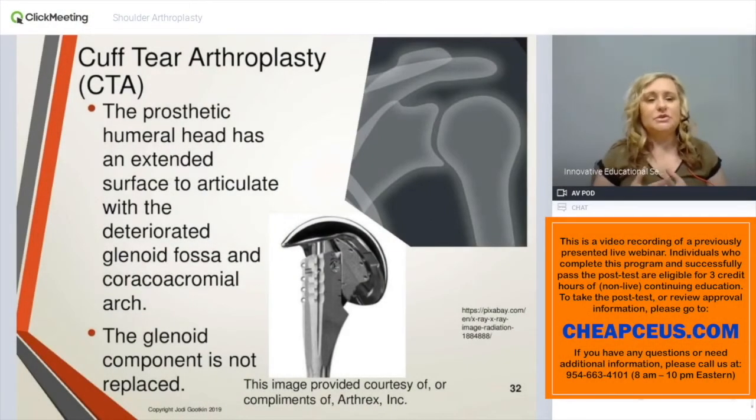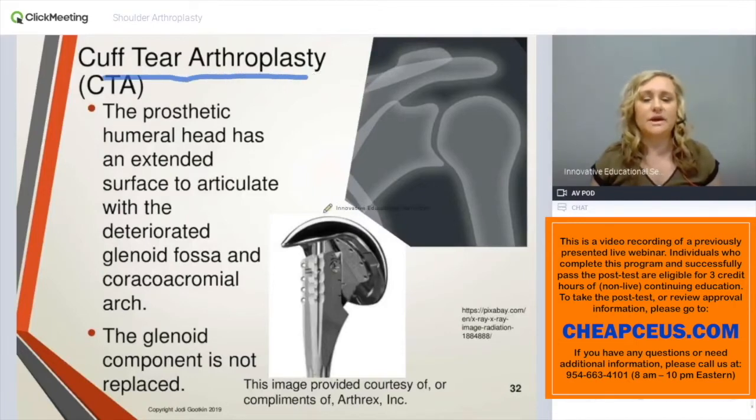When we look at individuals who have rotator cuff arthropathy, there is a specific prosthetic which is called the cuff tear arthroplasty. If you look at this component in the bottom left, you see how it has this enlarged cap at the top and then it comes around? So in the top right image, if you envision where that would articulate, that large cap articulates with this undersurface of the acromion and then the glenoid fossa.